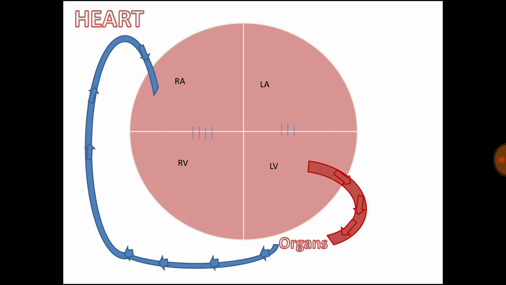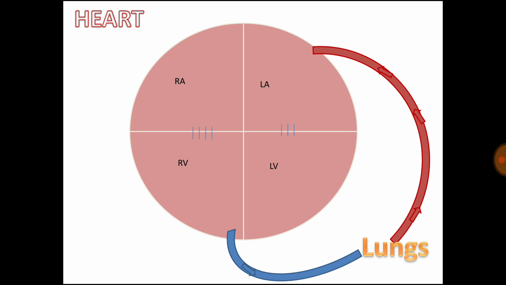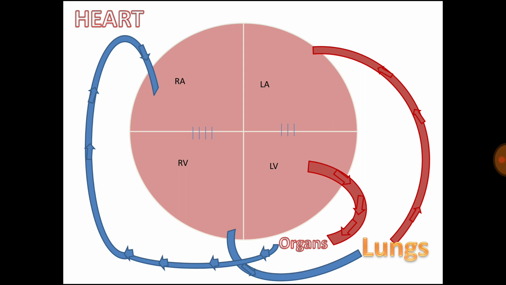So there are two circulations. One is through the organs, known as the greater circulation or systemic circulation, and another through the lungs, known as the lesser circulation or pulmonary circulation. These two circulations together are known as double circulation.